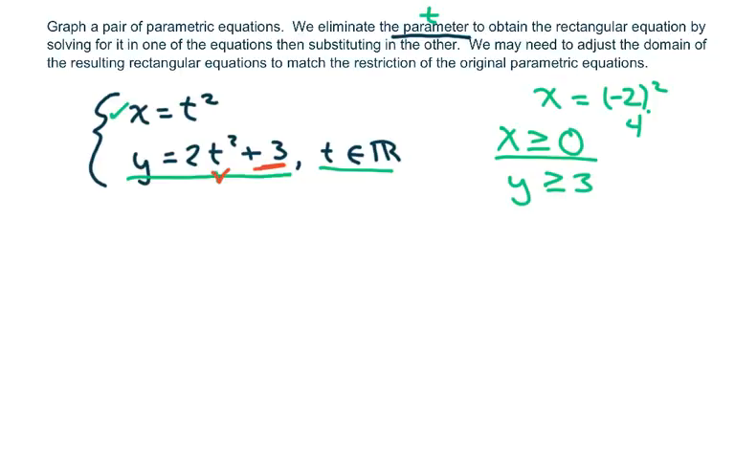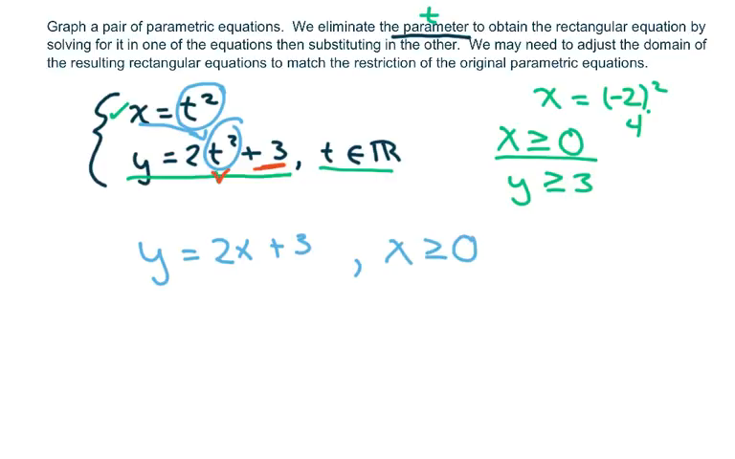So first of all, I'm just going to use substitution. I have t squared here and t squared there, and I'm going to substitute and put the x in there. So I get y equals 2x plus 3, and x has to be greater than or equal to 0. And that's your answer.